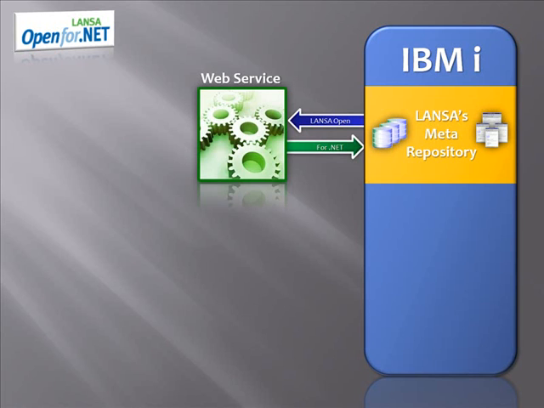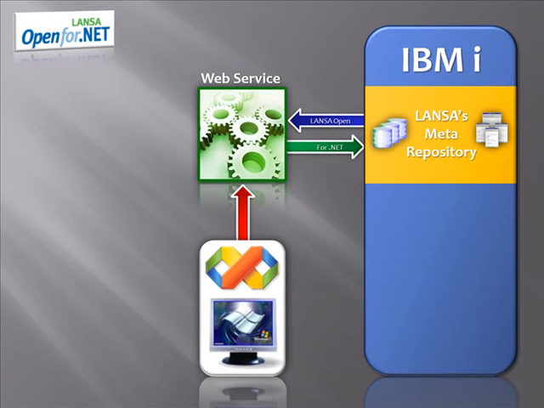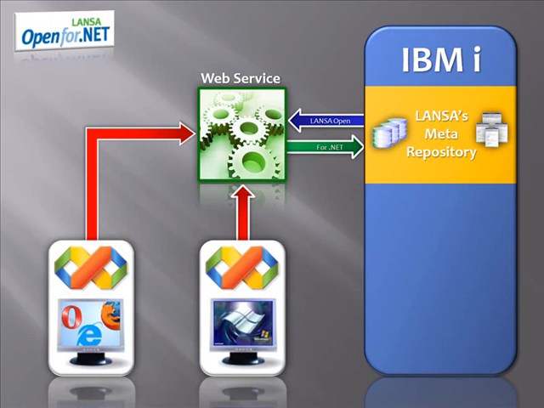For today's exercise, the data access layer will be implemented as a .NET web service written in C# that uses LANSA Open for .NET's class library to access the meta repository. In addition, we've written a .NET rich client application and an ASP.NET web page to consume that web service and perform native record-level access to the database using the encrypted TCP/IP socket connection provided by LANSA Open for .NET.